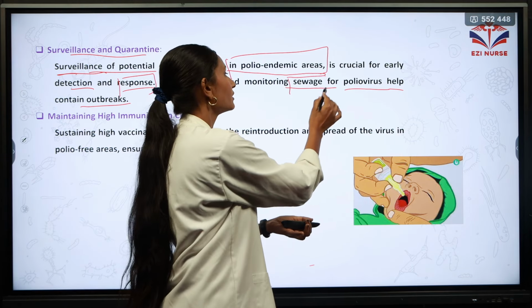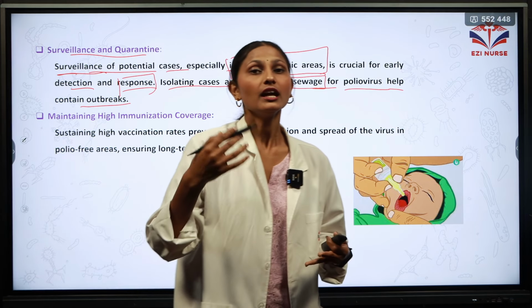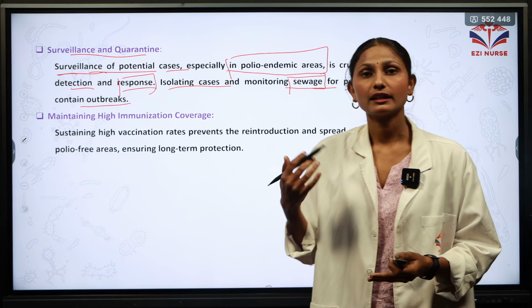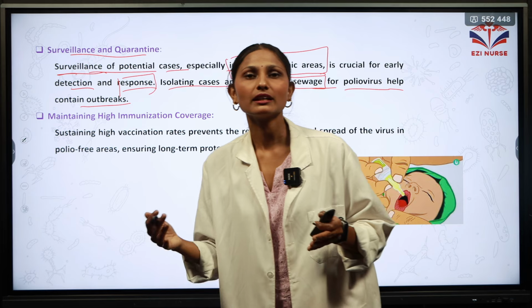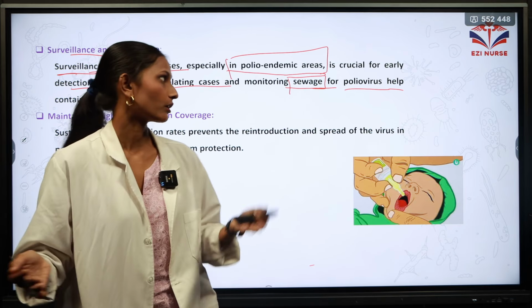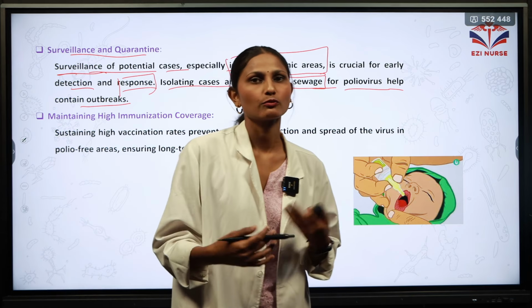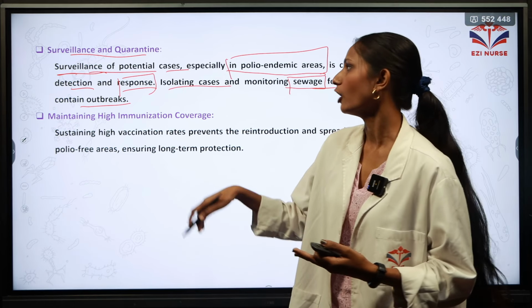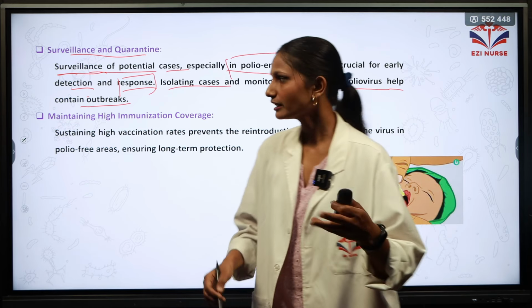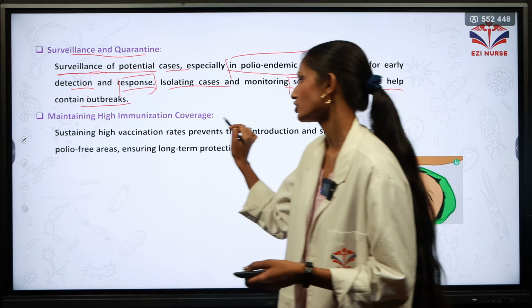Because of the sewage water, the polio virus can infect other people, and the virus keeps transmitting and replicating in that sewage water. So we have to keep an eye on the sewage water so that it does not spread and there is no outbreak. Next one is maintaining high immunization coverage.